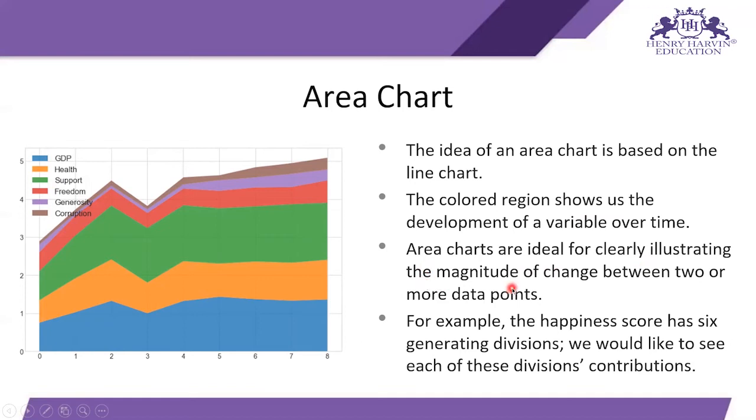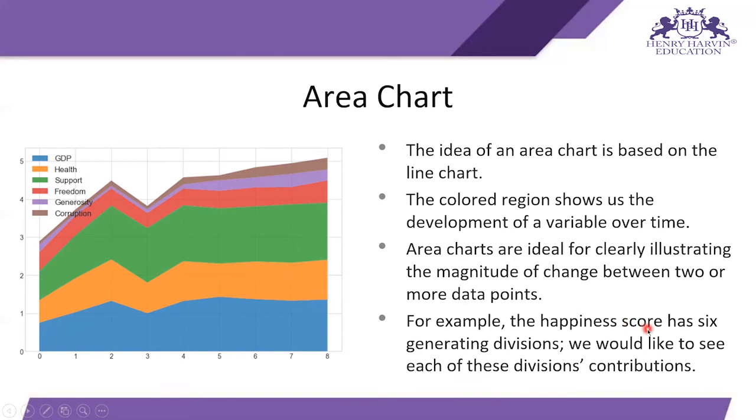Next, area charts are ideal for illustrating the magnitude of change between two or more data points. So if we want to see the change in health and GDP, then this area chart is very useful. As you can see, at the start the health is less than the GDP, and in the end also the health is less than GDP. So it is useful for comparing the magnitude.